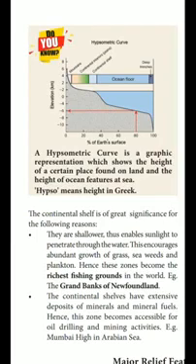The continental shelves are shallow. This enables sunlight to penetrate through the water. So this encourages abundant growth of grass, seaweeds and plankton. Hence this zone becomes the richest fishing ground in the world. Example, the Grand Bank of Newfoundland.